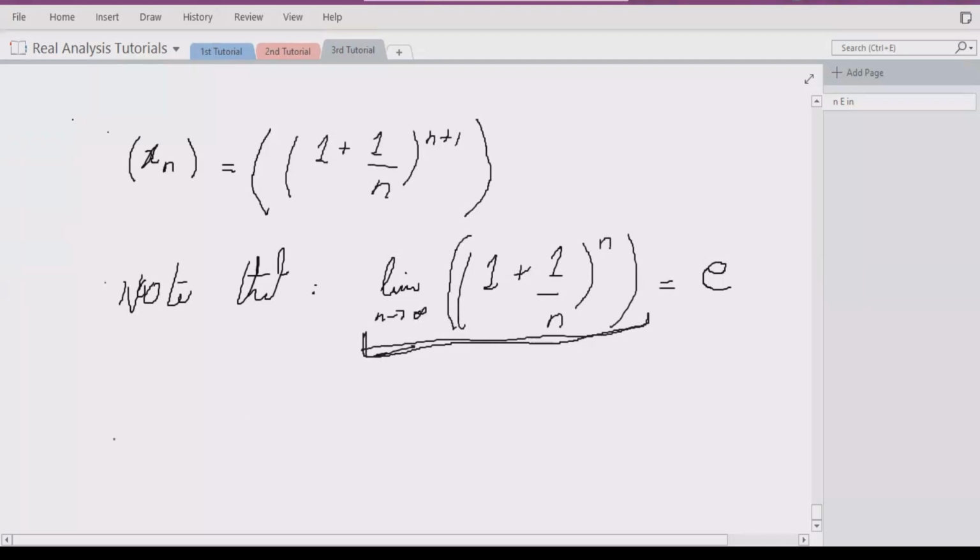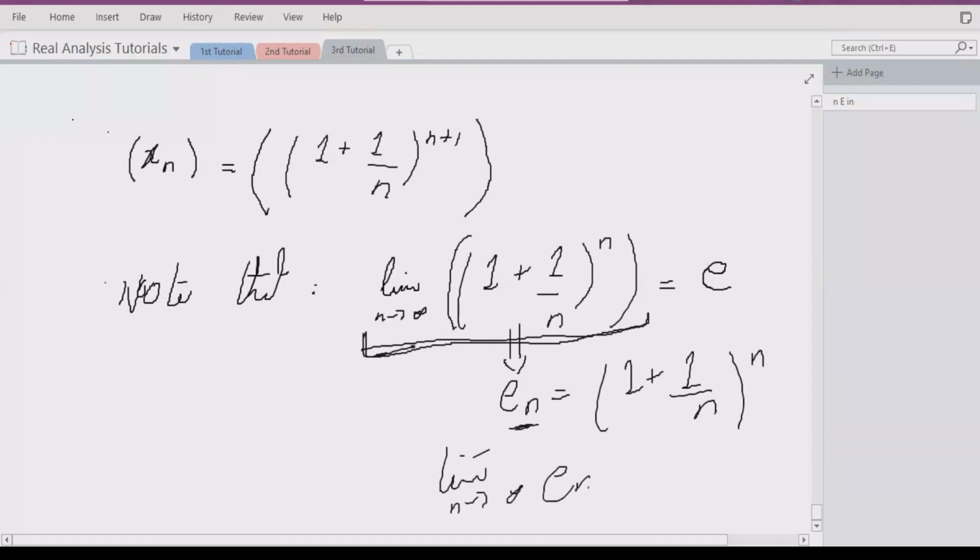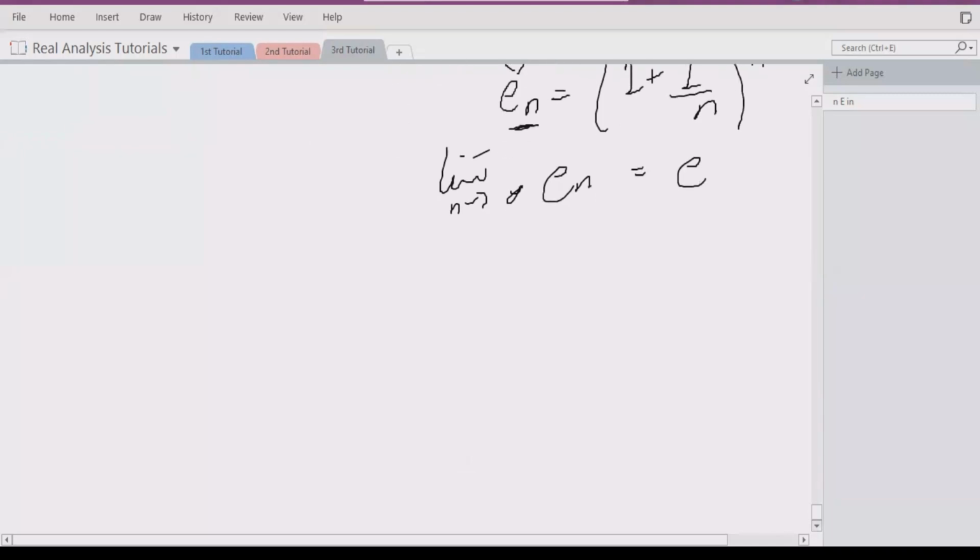The limit as n tends to infinity of 1 plus 1 over n, to the power n, can also be written in an alternative form. So the limit as n tends to infinity of en is e. We already have this limit.